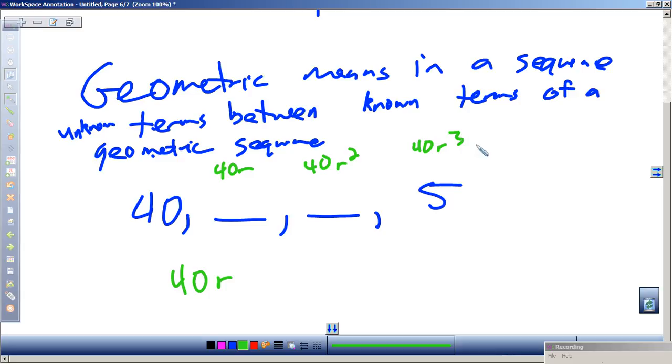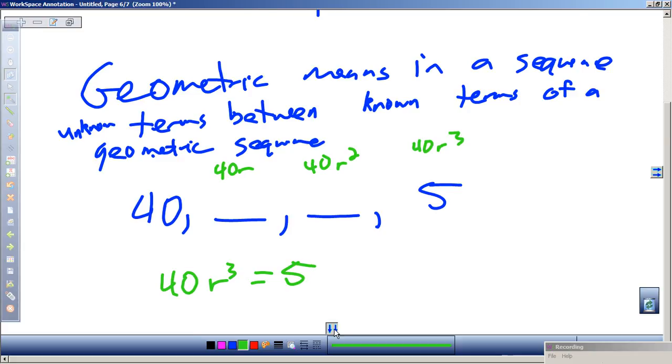Okay, everybody follow where that came from? We multiply by r to get the next term, multiply by r again to get the next term, and multiply by r again. Now we can write an equation. 40r cubed equals what? Wait, no, 5. Do you follow that? Because remember, each time we multiply by r to get to the next term.